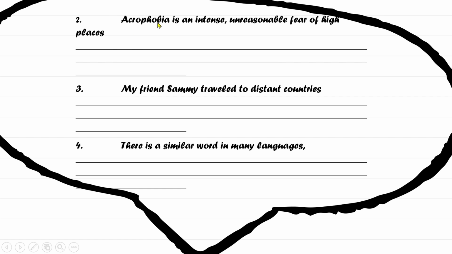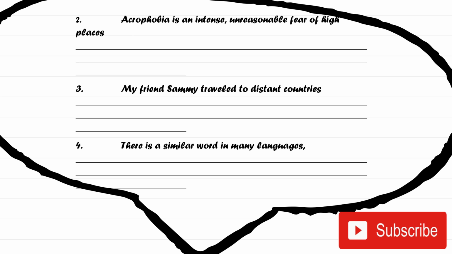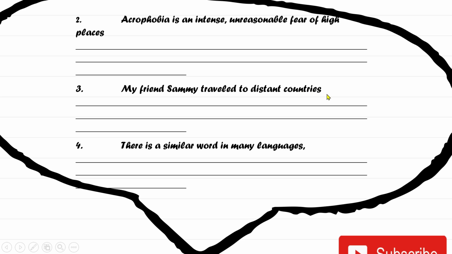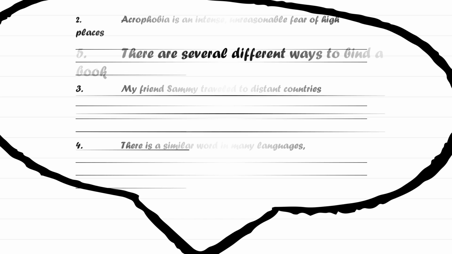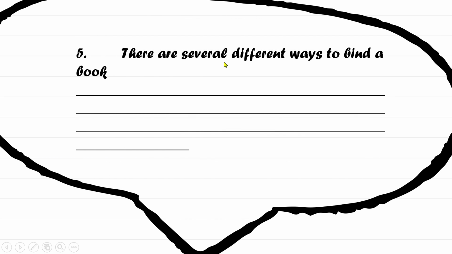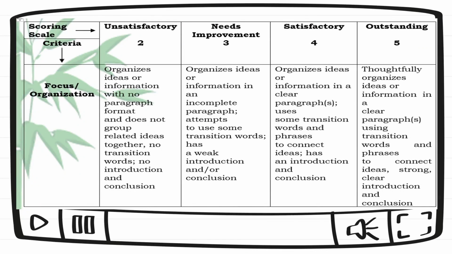Okay, so let's proceed with number 2. Acrophobia is an intense and unreasonable fear of high places. Write your answer. Let's proceed with number 3. My friend Sammy traveled to distant countries. Number 4, there is a similar word in many languages. And number 5, there are several different ways to bind a book. Write your answer carefully. And here is the rubric for you to be guided.